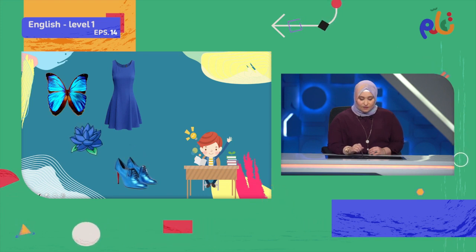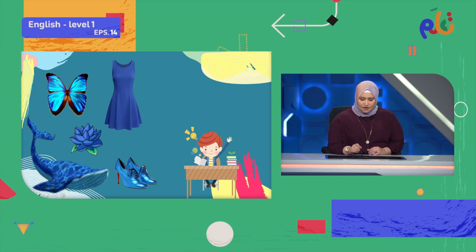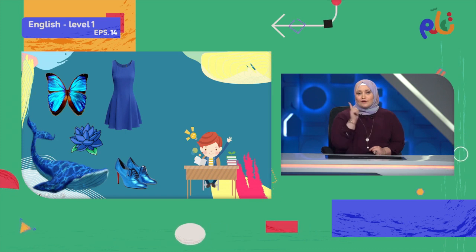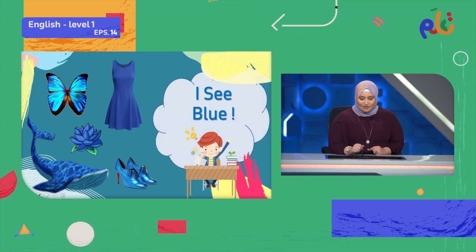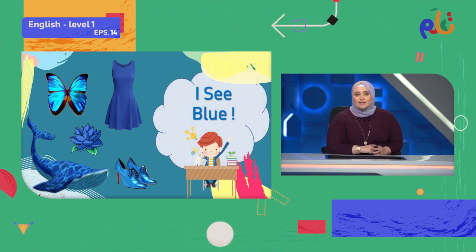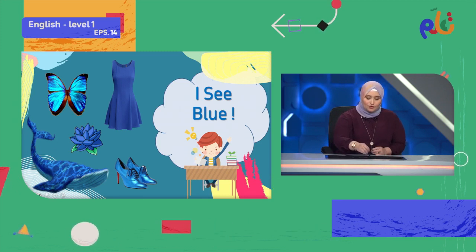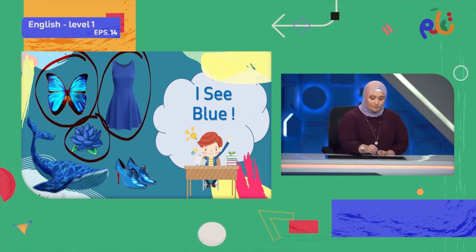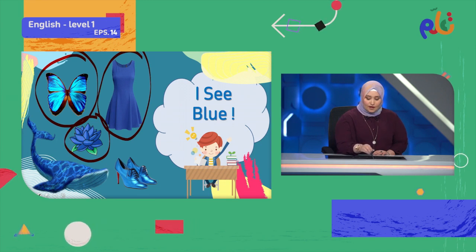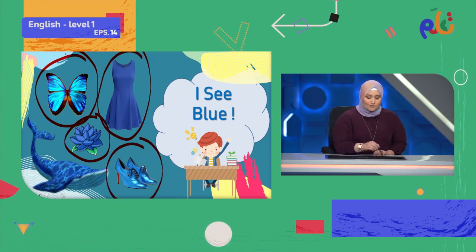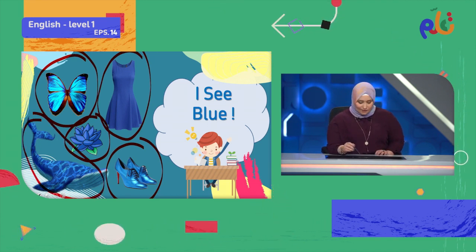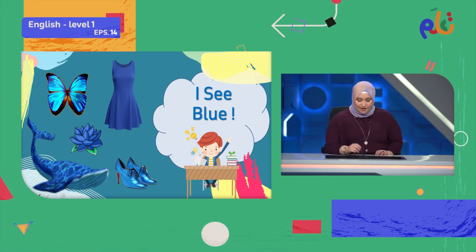Let's see what's the following color. Okay, we see items. All of these items have one common color, and this color is blue. We could see here a blue dress, a blue butterfly, a blue flower, a pair of blue shoes, and a big blue whale. The big blue whale, of course the biggest sea animal we could see.